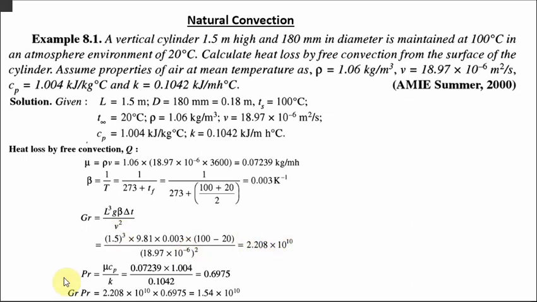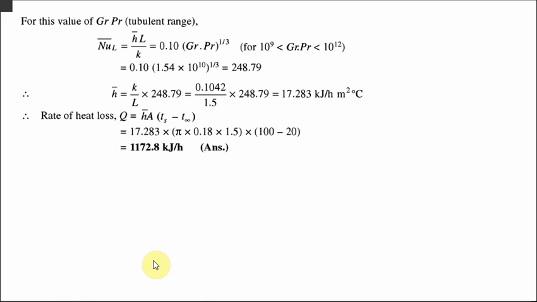Now Prandtl number, Pr is equal to mu Cp by k. That also we can calculate. Next step is to calculate the product Gr Pr. It is 1.554 into 10 raised to 10. As I told earlier, this step is for deciding whether the flow is laminar or turbulent. So we got the Rayleigh number, Gr Pr, more than 10 raised to 9. Because of that, the flow is turbulent.